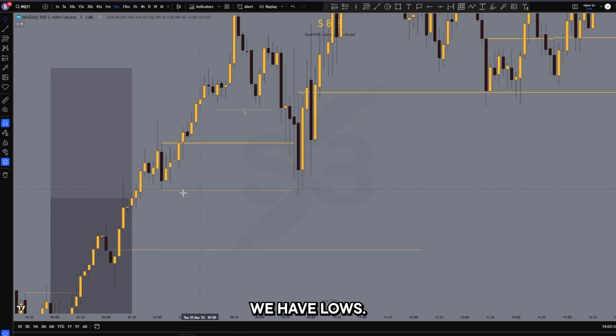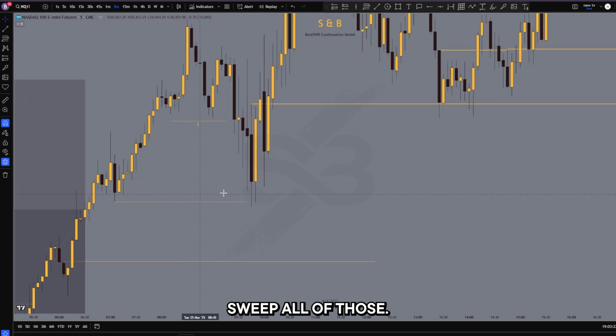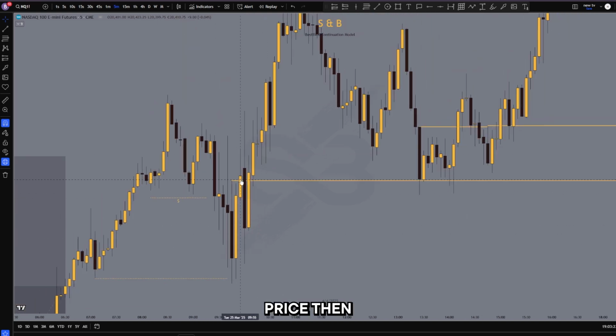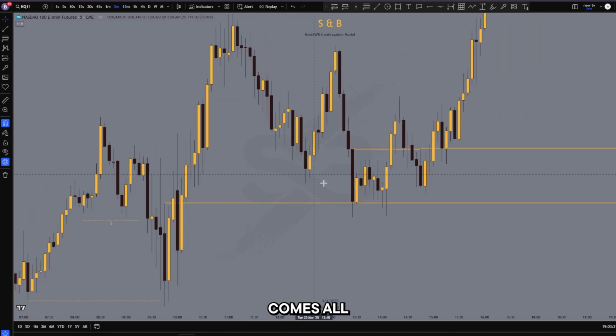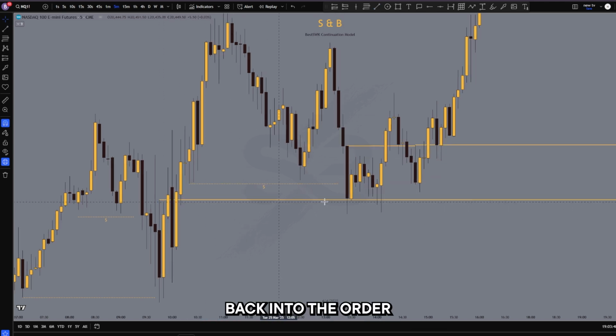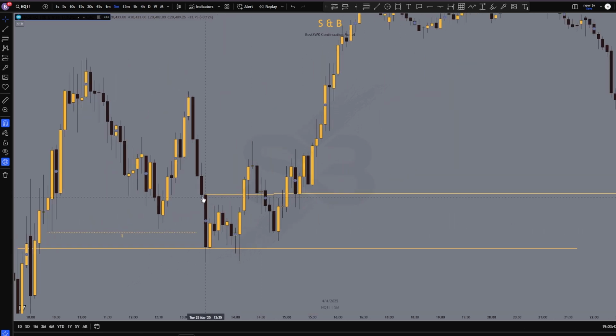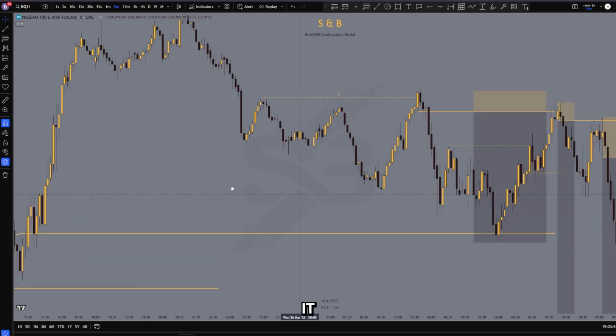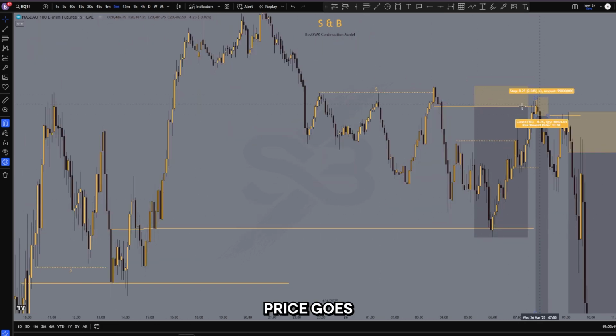We have lows. We have relatively equal lows here as well. And we sweep all of those. Once we do, we have our new order block here. Price then closes above. It also makes the CISD here. And then price comes all the way back down after making relatively equal lows here all over again. Retaps back into the order block, fills you, makes a new order block here, and then does it all over again. Comes back, taps you here, price goes up higher.